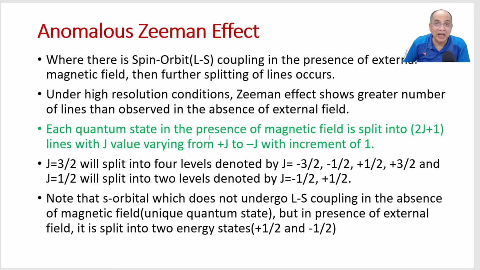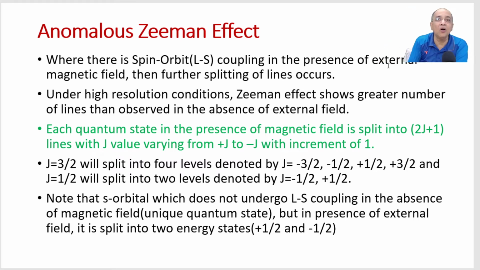Okay. Then the last, the climax, the anomalous Zeeman effect, where there is spin orbit coupling in the presence of an external field here. Then further splitting of lines occurs due to the magnetic field. LS coupling is there, high resolution is there. At the same time, there is an extra magnetic field, which will further split those J values we have got due to LS coupling into other levels.